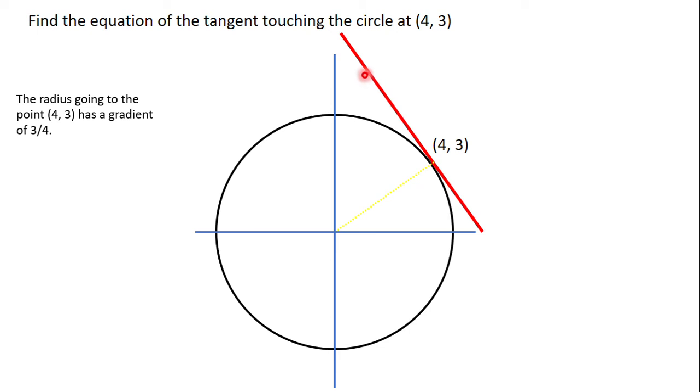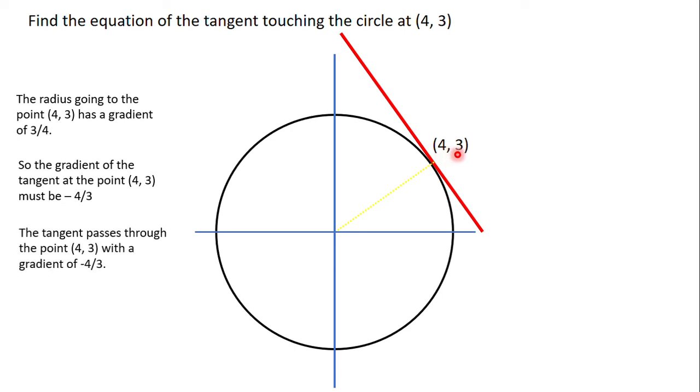So the gradient of this tangent, which is always perpendicular to the radius, is going to be minus 4 over 3. So now I have the gradient, I have the coordinates it passes through, I have an x value and a y value. So that's the information I have. Using y equals mx plus c, I can then work out what c has to be by substituting these values in. So I've gotten the x value from that coordinate that it passes through. I've gotten the y value from that coordinate that it passes through. I've got my gradient.